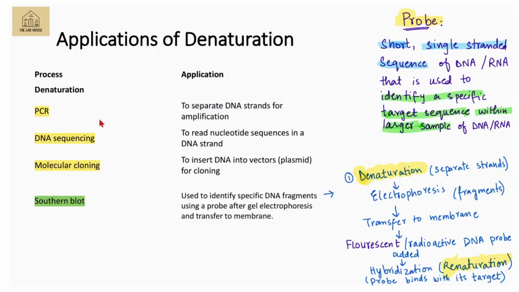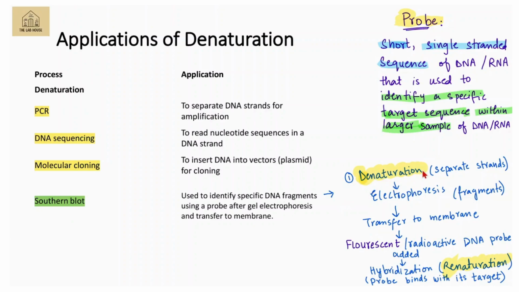Applications of denaturation. Denaturation occurs in PCR to separate the DNA strands for amplification purposes. In DNA sequencing, to read the nucleotide sequences in a single DNA strand. In molecular cloning, to insert the DNA from a single strand into plasmid vectors for cloning purposes. And Southern blotting. Remember that Southern blotting involves both denaturation and renaturation. It is similar to Western blotting.